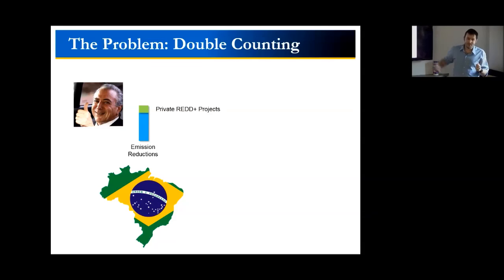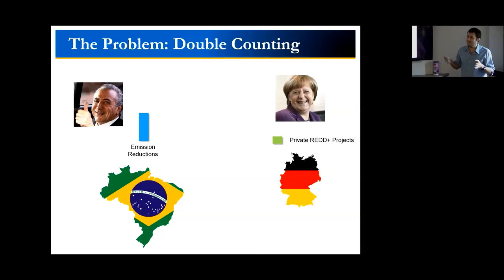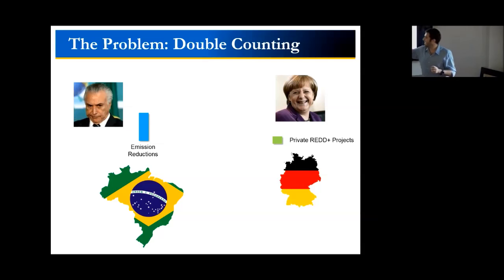And of course, the new president is happy about it. But then those credits that were generated by some projects get sold to Germany. And Germany likes it, of course. But that means that Brazil has achieved a lesser amount of reductions, and that's not good for the country when they are reporting that to the United Nations. And of course, Brazil cannot count those emission reductions as part of Brazil's emission reductions because now they were sold to Germany. And if they do, then it's double counting.